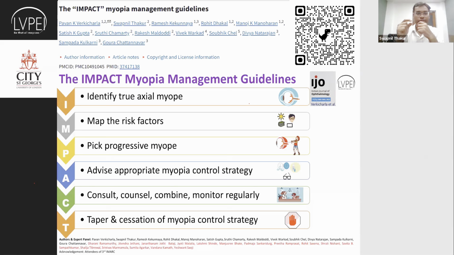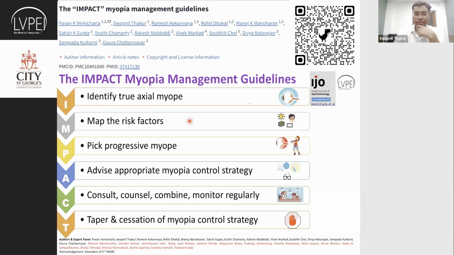So IMPACT, the first letter, I, the first step is to identify true axial myopia. The first step is to identify whether the patient has true axial myopia and rule out keratoconus, pseudomyopia, and other conditions where we don't want to initiate myopia management.